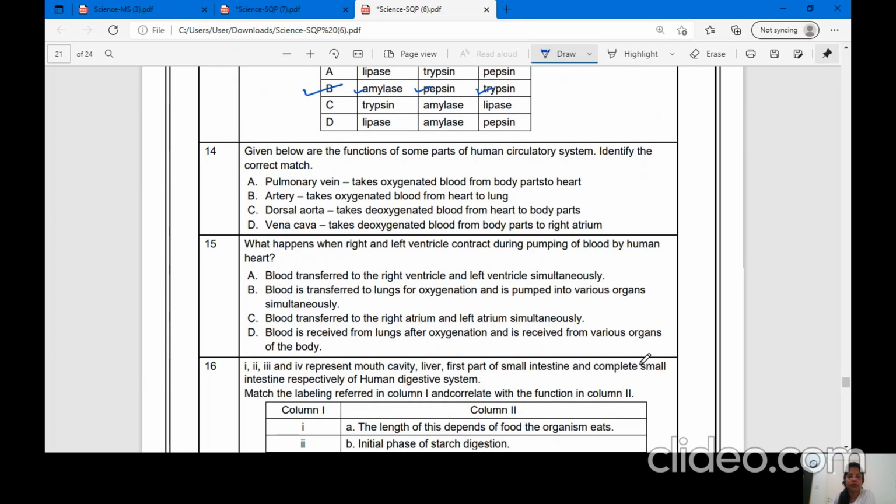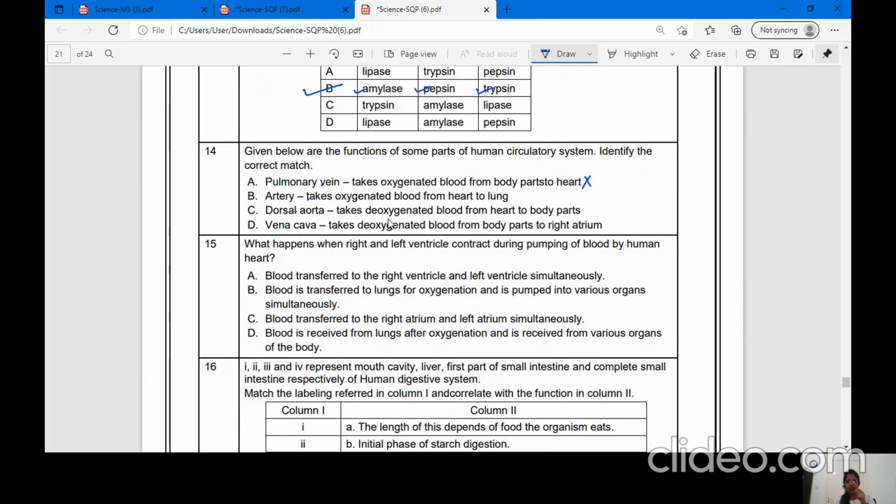Now, given below are the functions of some parts of the human circulatory system, identify the correct match. So these are the four important blood vessels of the heart, and we have to identify the correct match. What is the pulmonary vein doing? Taking oxygenated blood from body parts to heart? No. Pulmonary vein is bringing oxygenated blood from lungs to heart.